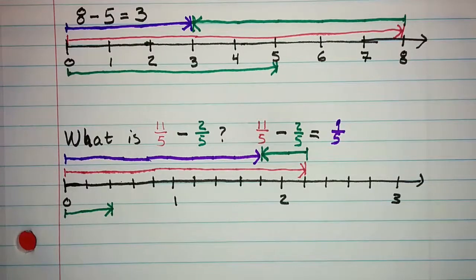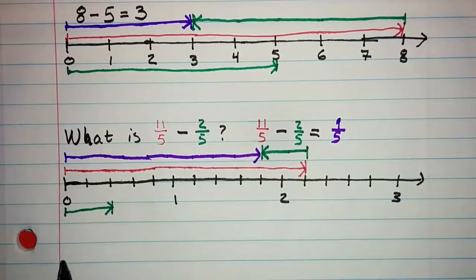Does that make sense? We have this bag of 11 little pieces. The little pieces are called fifths. We got rid of 2 of them. 9 of them are left. Yes, that makes sense. So now we know how to subtract like fractions.